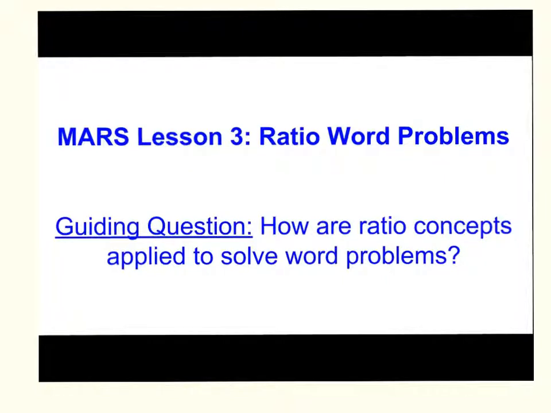Alright, lesson 3, ratio word problems. How are ratio concepts applied to solve word problems? So now we know how to find equivalent ratios. We know lots about how we use them, but now we're going to use word problems to solve ratios.